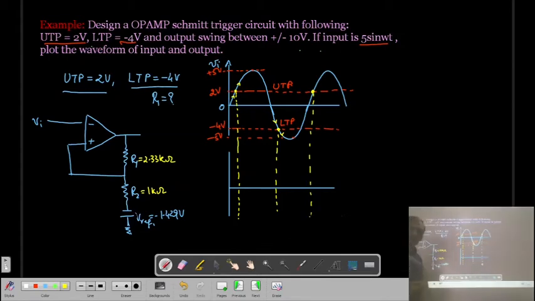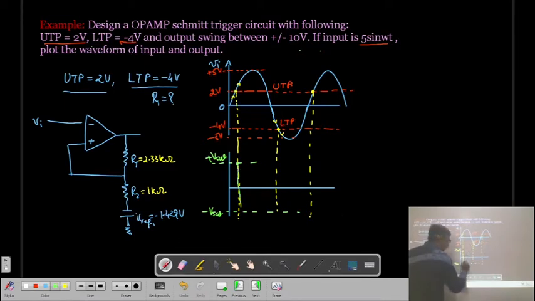Now in the previous lecture I already mentioned that whenever your input voltage is increasing and it crosses the UTP, then the output will change from plus V saturation to minus V saturation. So here if we have a plus V saturation and somewhere here we have minus V saturation, then at this UTP point the output voltage is changing in this manner.